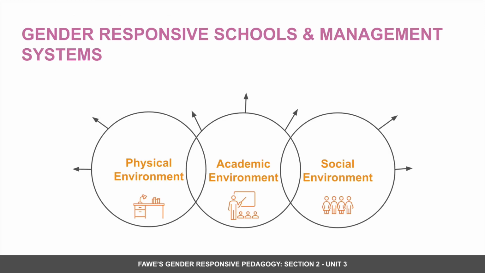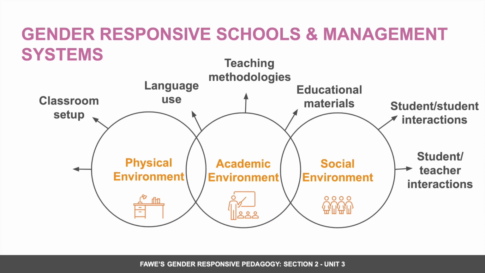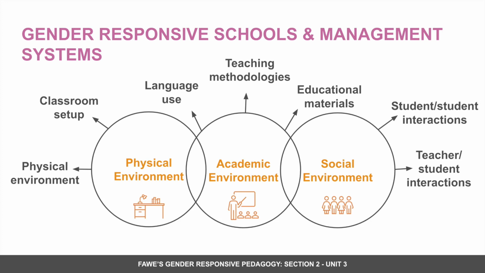In order to create a gender-responsive school, the academic, social, and physical environment must be taken into account to ensure they support the needs of both boys and girls. To successfully create a gender-responsive school, stakeholders must understand the educational principles and practices that promote gender equality, which include teaching methodologies, language use, educational materials, classroom setup, student-to-student and student-to-teacher interactions, physical environments. Each of these must be gender-responsive and learner-centered.